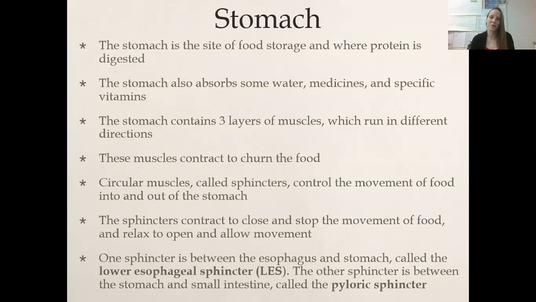The stomach is then at the other end of the esophagus. That is the site of both food storage and protein digestion. The stomach also absorbs small amounts of water. It absorbs some medicines, some vitamins.